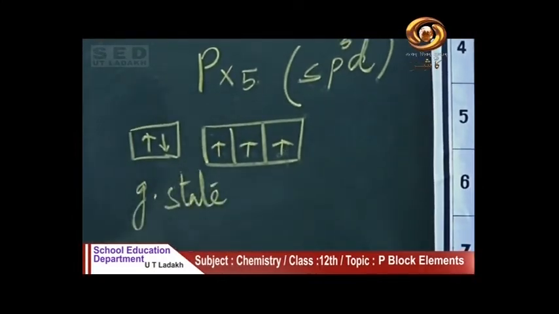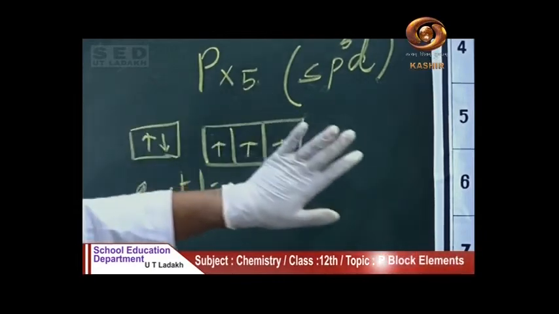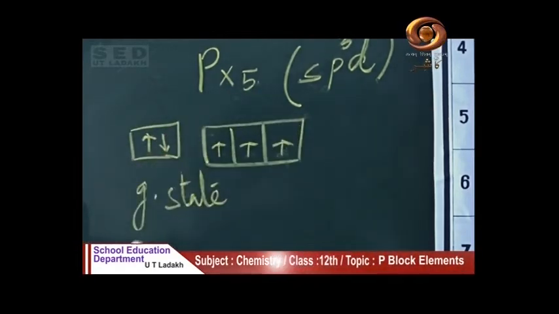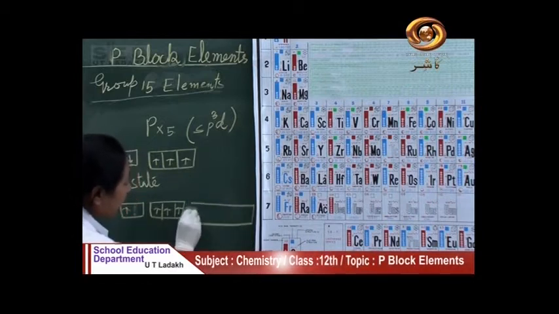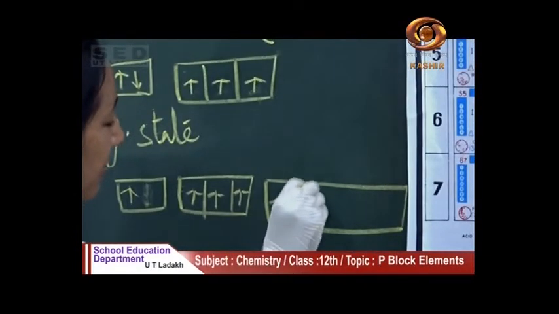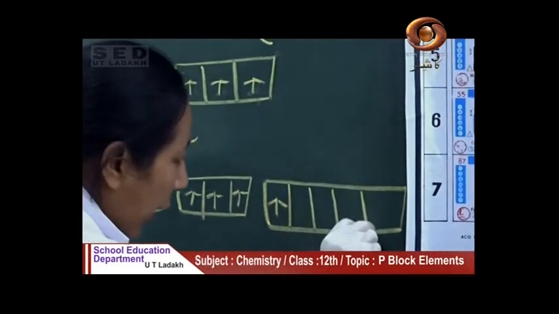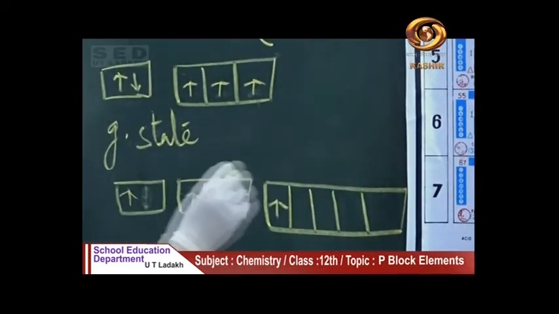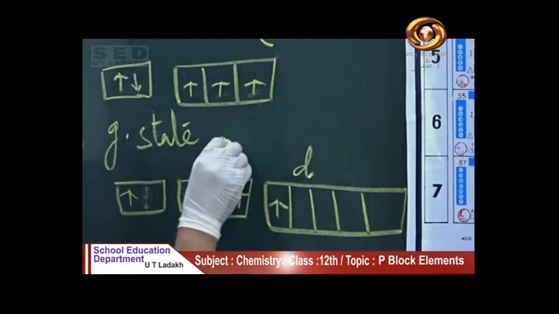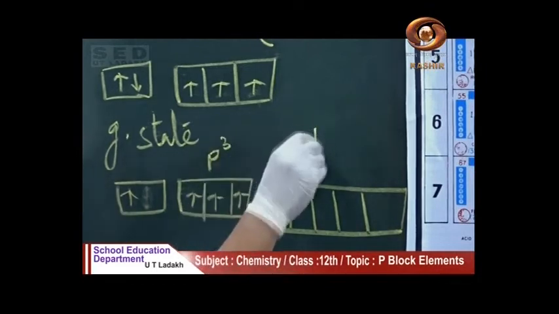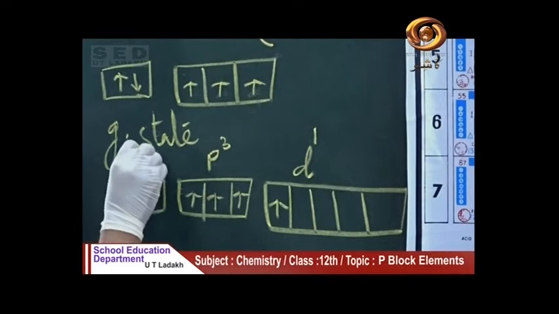So one electron should be rearranged into the next higher orbital, that is the d orbital. It will be excited into the d orbital. The remaining four orbitals will be empty, and this is p3, this is d1, and this is s1.